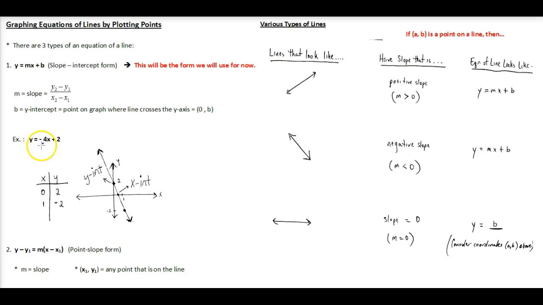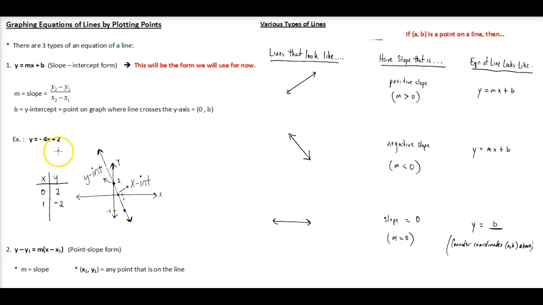So as an example here, we have the equation of a line y equals negative 4x plus 2. If we were to plot some points here, if we let x equal 0 and plug that in, our resulting y value would be 2. And so hence we have this point on the graph here. If we plug in 1, then of course 1 times negative 4 is negative 4, and negative 4 plus 2 is negative 2. Hence why we have this point here on the graph.